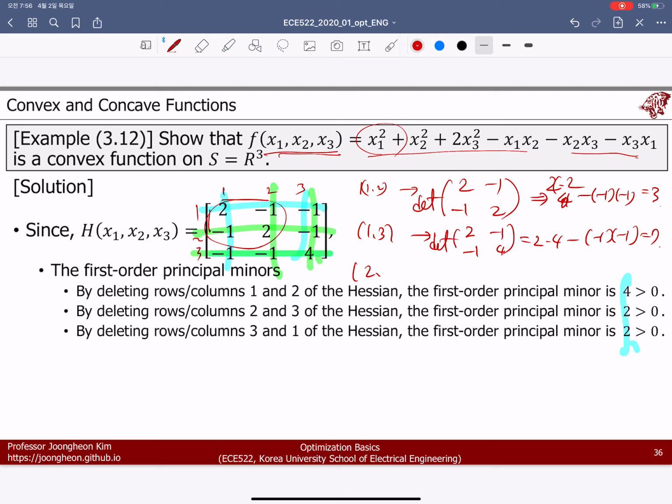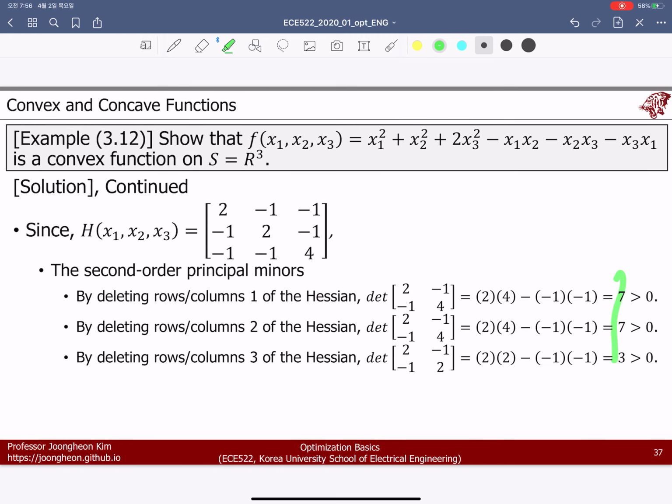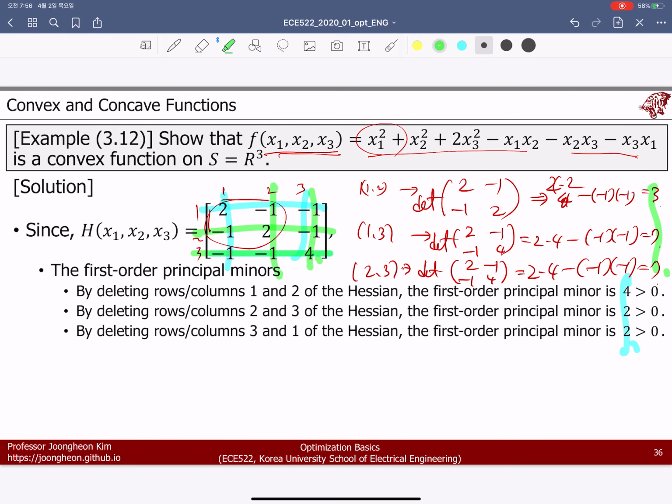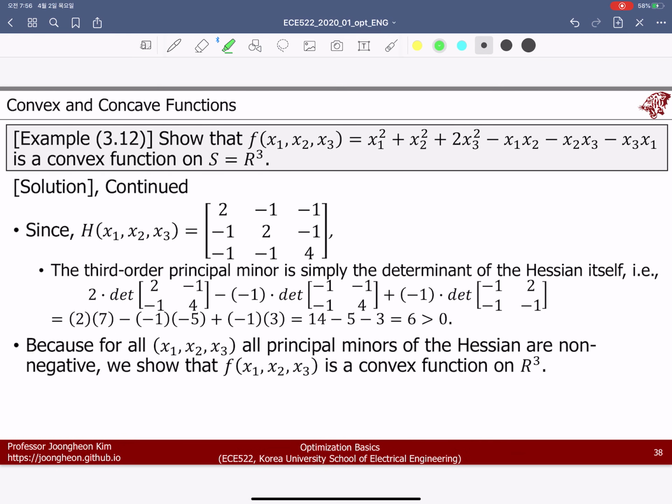So now the last one, you have to take this one and this one, 2 and 3. So it becomes the determinant of 2, minus 1, minus 1, 4. So it becomes 2 times 4 minus 1, which is 7. That's why 3, 7, 7. Okay, as you can see here, 3, 7, 7. So you calculate the first order principal minor, second order principal minor. Now it's time to think about the third order principal minor.